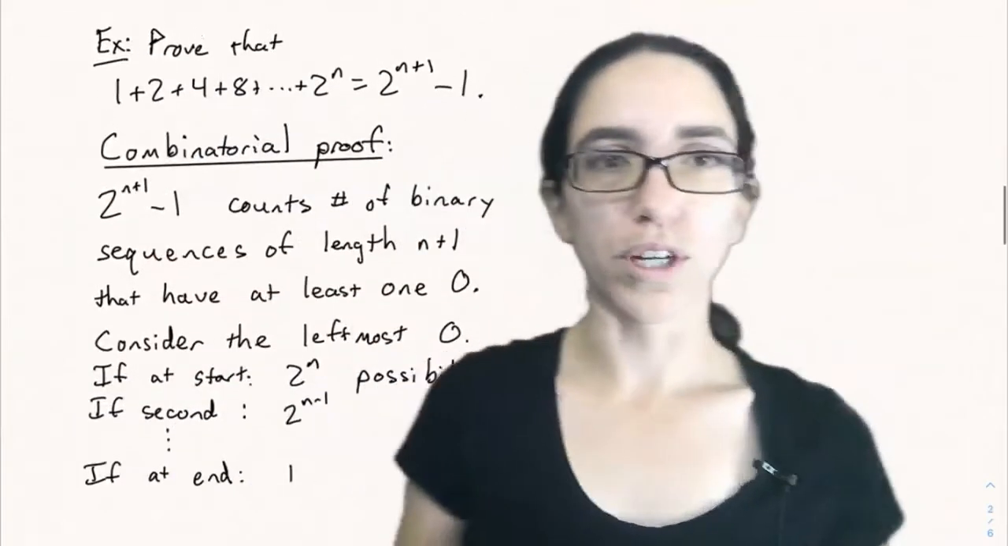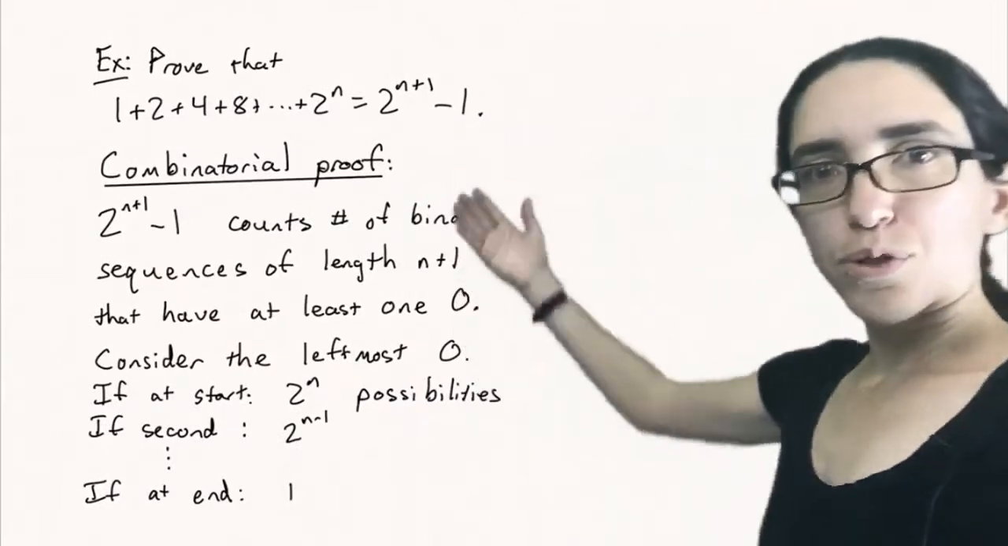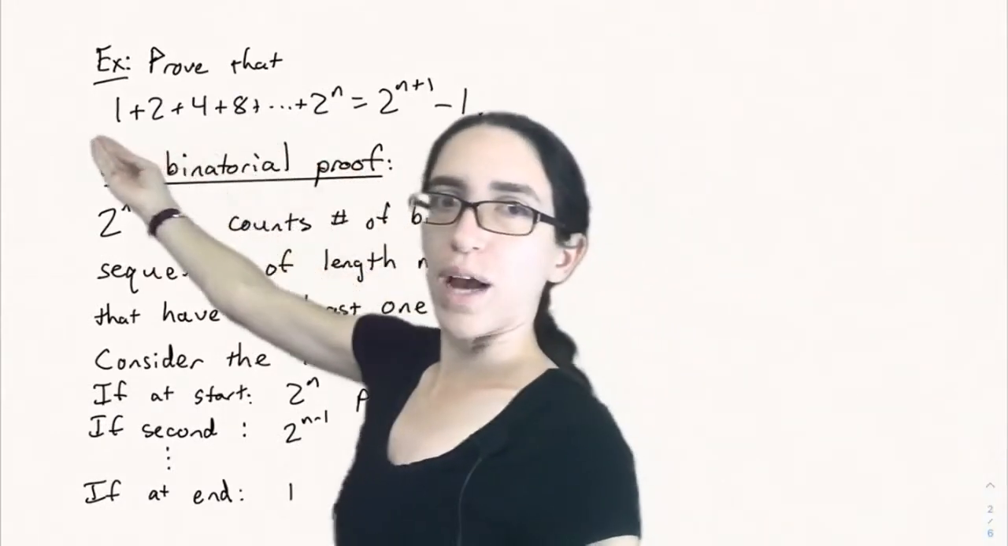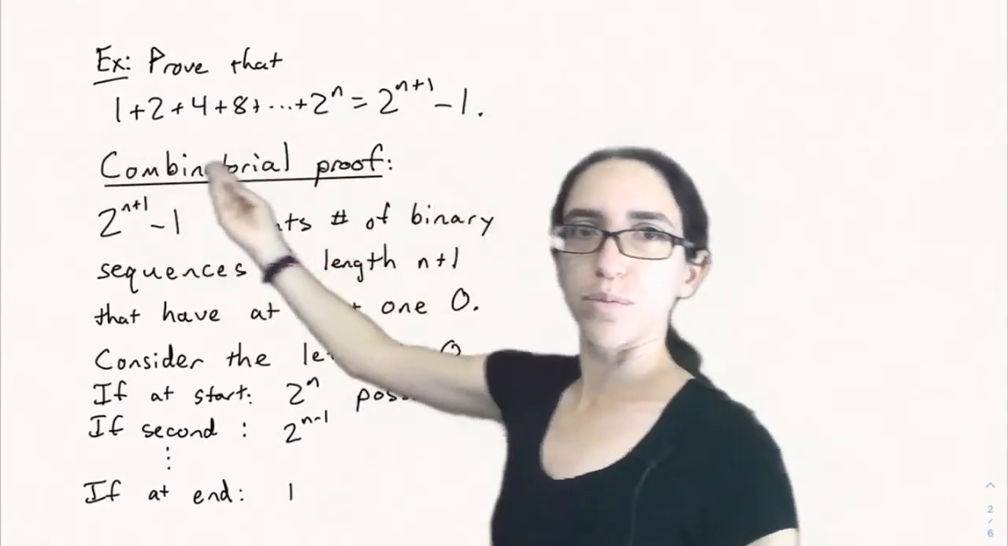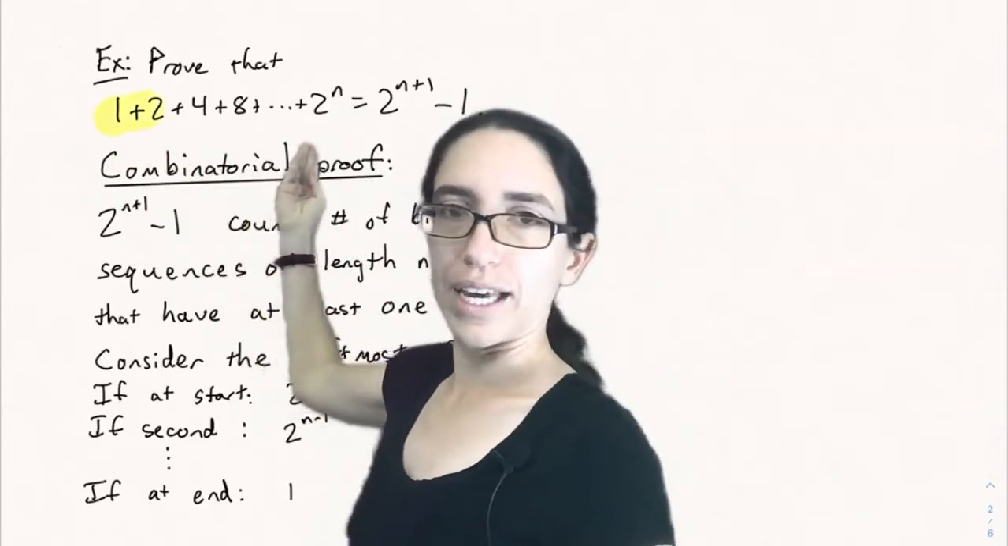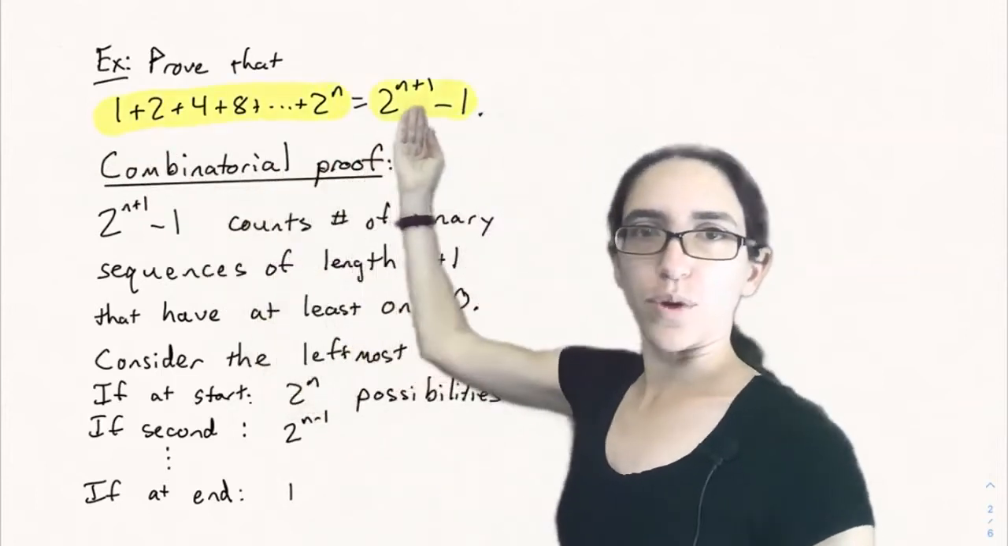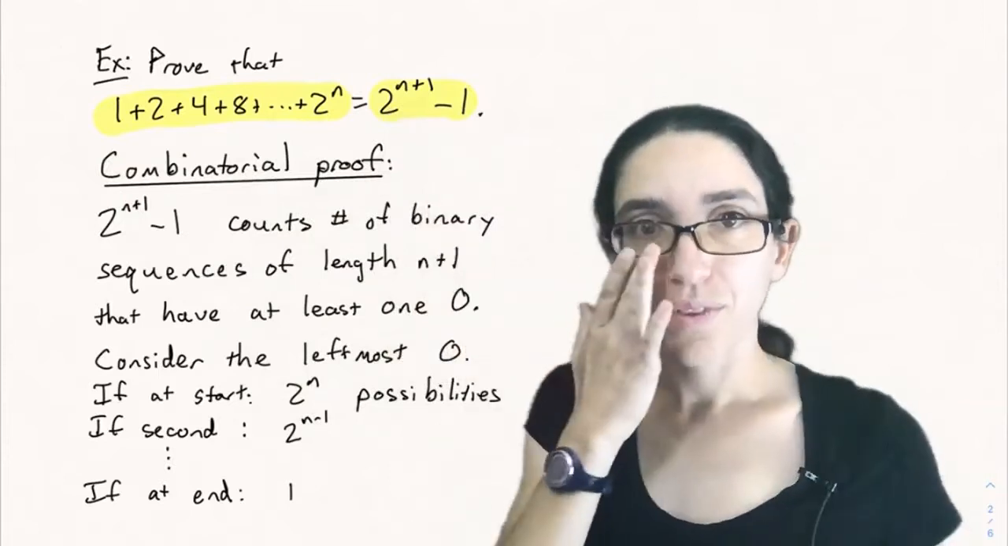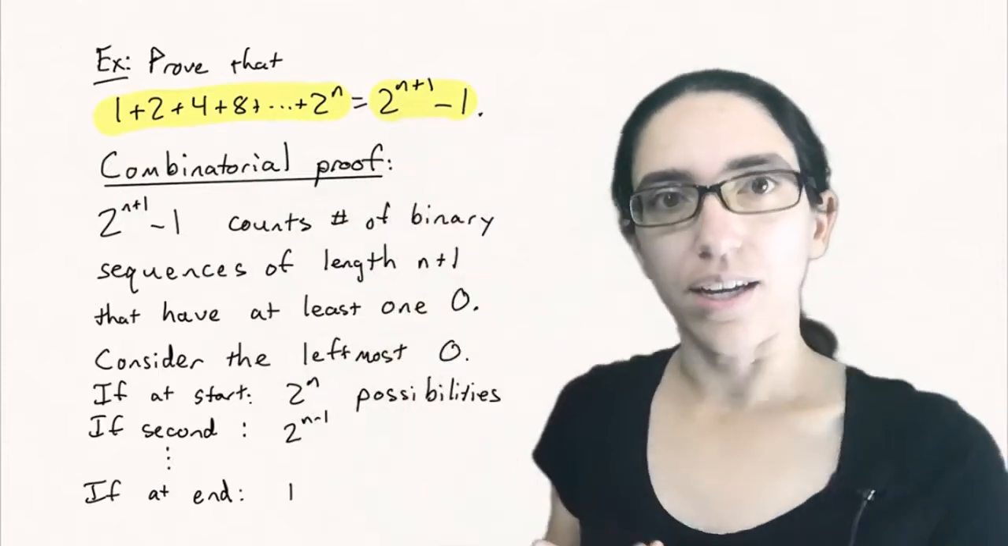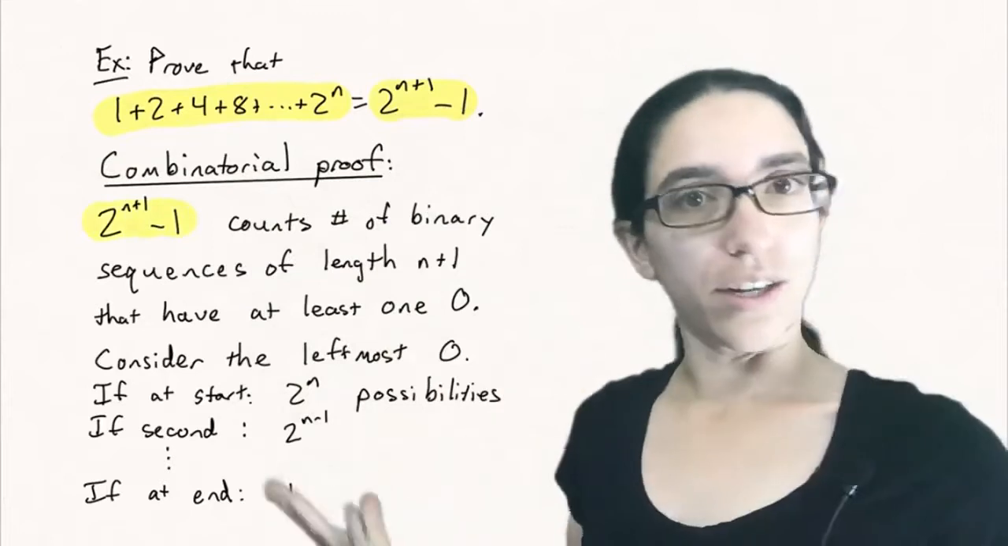Okay, so let's look at one more example now. Let's prove that the sum of the powers of two from 1 up to 2 to the n, 1 plus 2 plus 4 plus 8 up to 2 to the n, is 2 to the n plus 1, the next power of 2, minus 1. And we've seen this identity proven by induction, but let's look at a combinatorial proof.